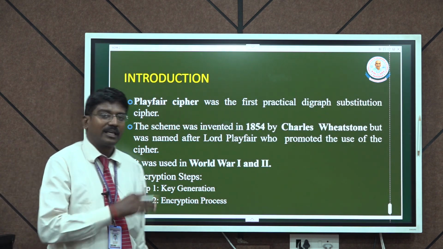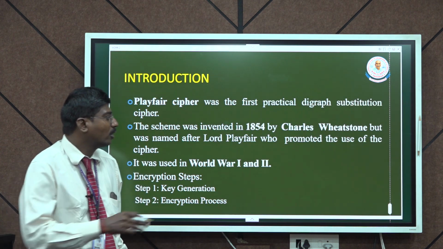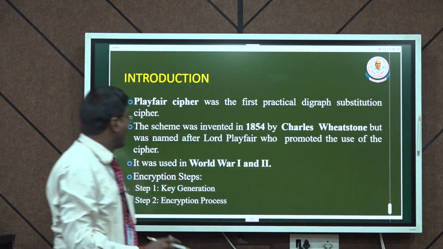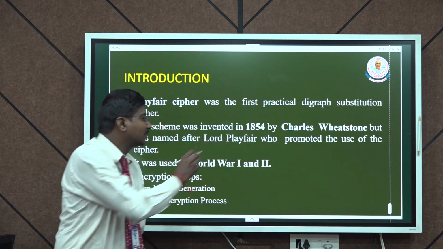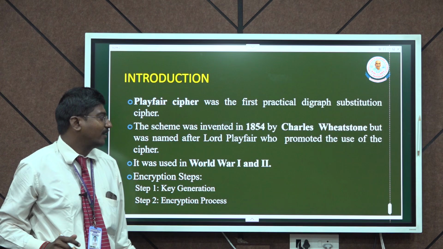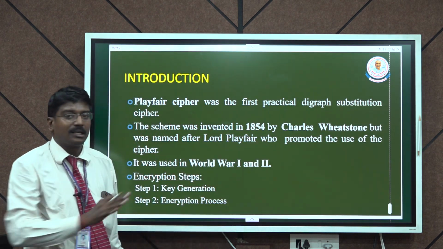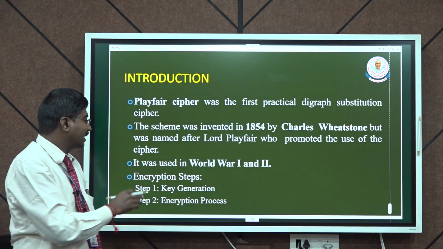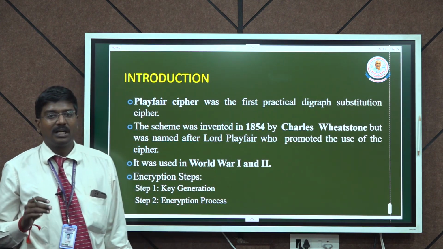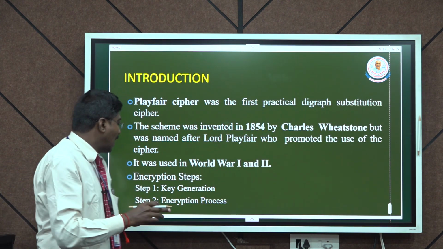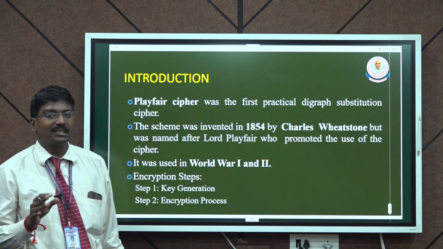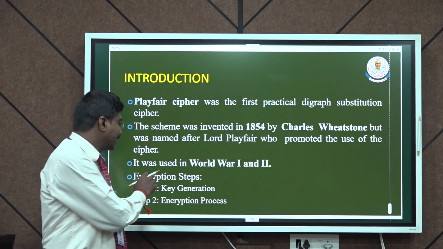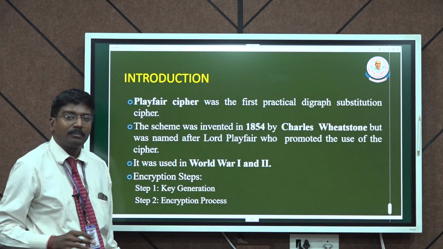It was invented in 1854 by Charles Wheatstone, but it was renamed Playfair after Lord Playfair, who promoted the use of this cipher, and it was used in World War I and II. And we can see how the encryption process works in this Playfair cipher. There are two steps in this Playfair cipher.